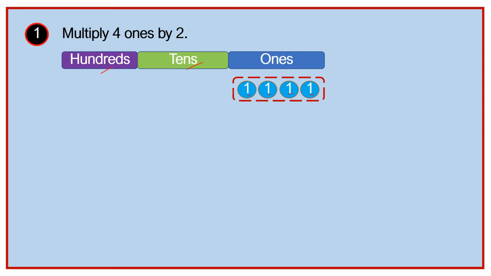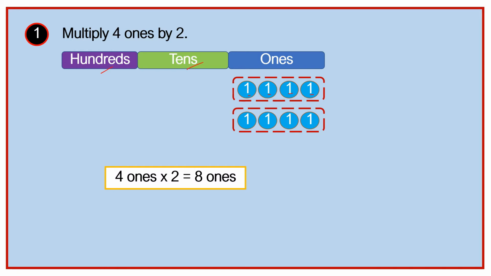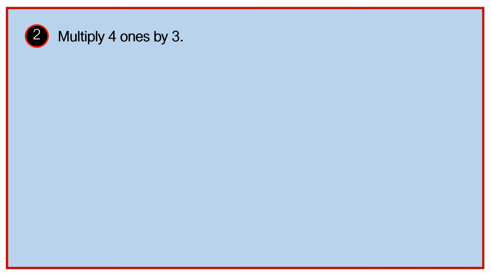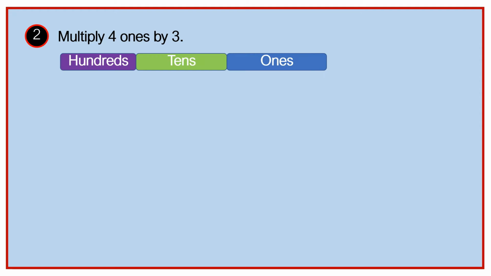So that is 4 ones by 1, and then we get another set of 4 ones. So altogether we have 8 ones. So 4 ones times 2 equals 8 ones. Okay? In part 2, let us multiply 4 ones by 3.